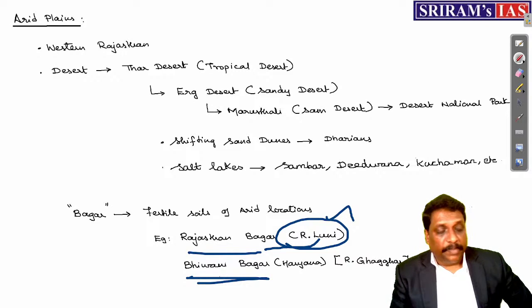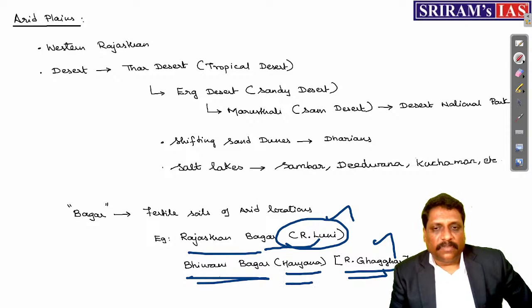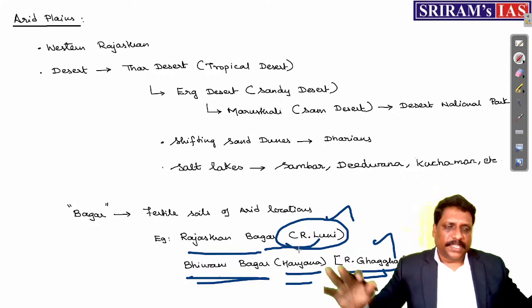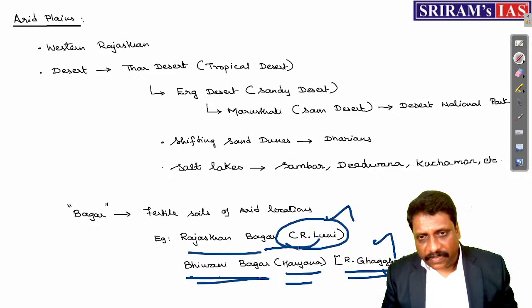In that way, we do have bagars like Rajasthan Bagar, facilitated by river Luni. And we have, for example, Bhiwani Bagar, facilitated by river Ghagar. See, Bhiwani Bagar is more part of Haryana. Rajasthan Bagar is more part of Rajasthan itself. Bagar is nothing but what? Fertile soils of arid location.